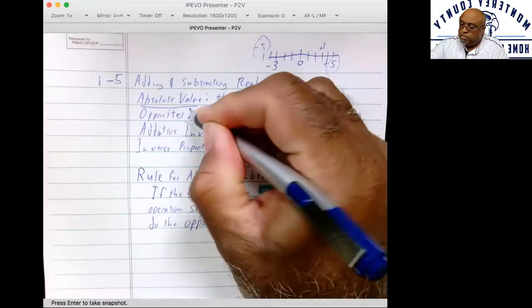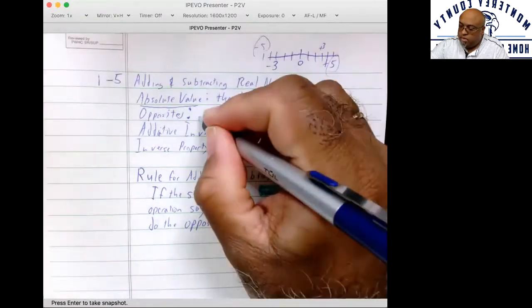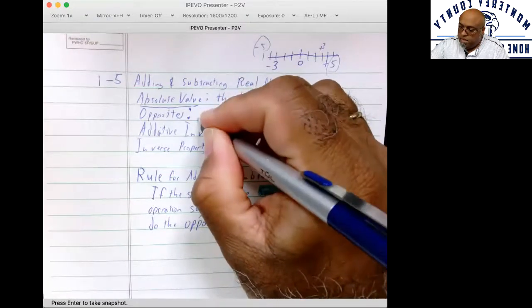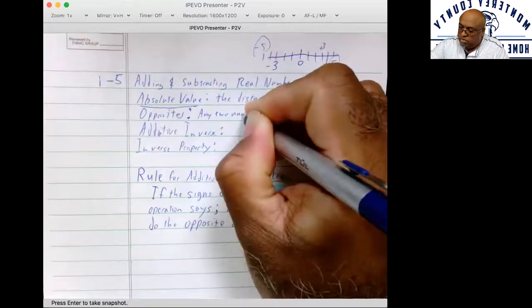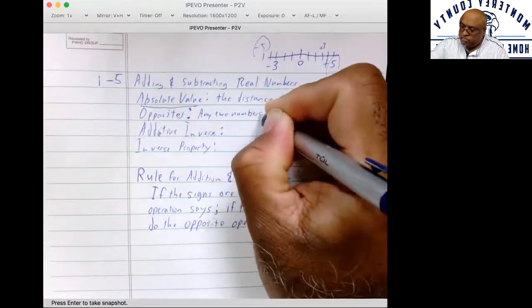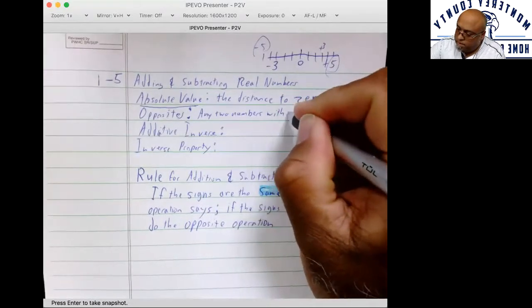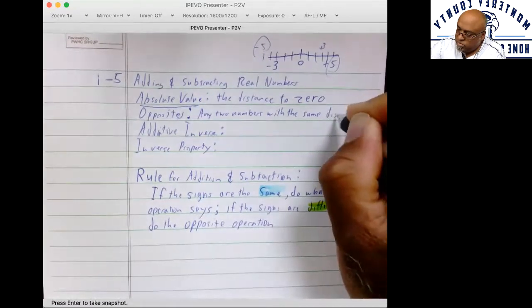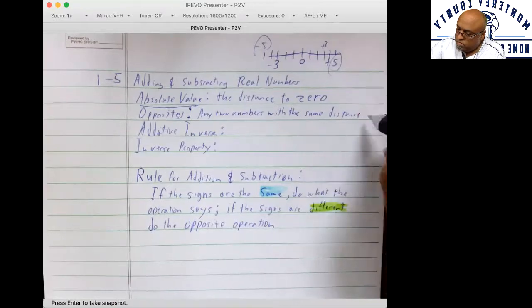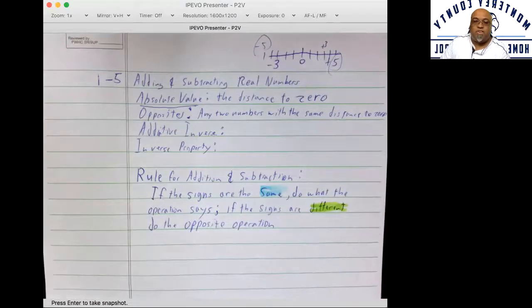But for our purposes, we'll use this definition. Opposites are any two numbers with the same distance to 0. I think I'm barely on the page anymore. Opposites are any two numbers with the same distance to 0.